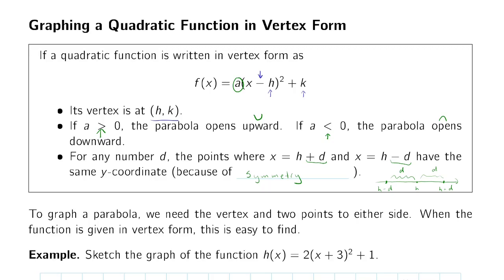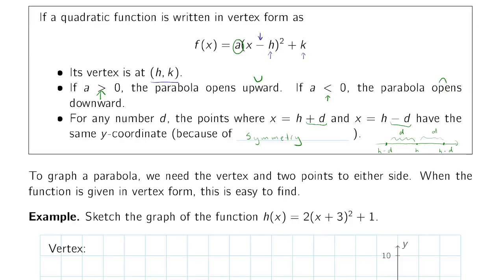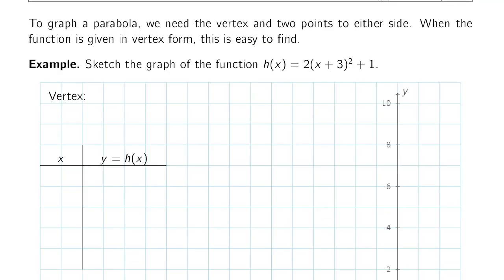To graph a parabola, remember, we need the vertex and 2 points to either side of it. With the function given in vertex form, that's going to be easy to find. As our first example, let's sketch the graph of h of x equals 2 times (x plus 3) all squared plus 1. And remember, we want to think of this as in the form of a times (x minus h) all squared plus k.